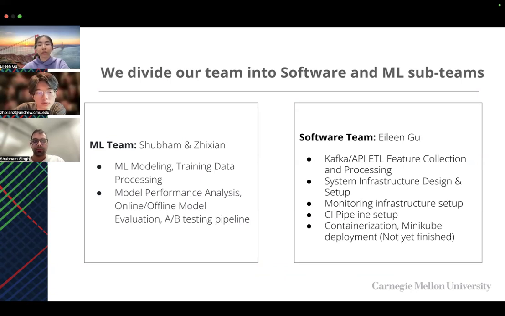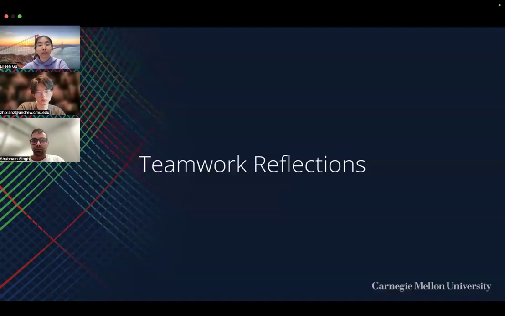For the software team side, it's me, Aileen Gu, mostly in charge. I'm mostly responsible for Kafka API and ETL feature collections and processing. Also, I'm in charge of system infrastructure design setup, monitoring infrastructure setup, CI pipeline setup, and finally, even though it's not yet finished, I'm responsible for containerization and Minikube deployment.